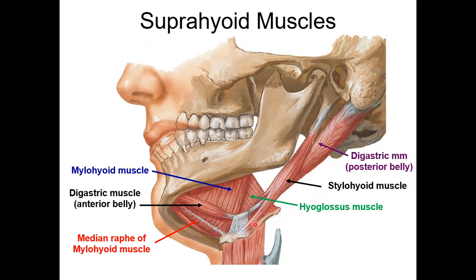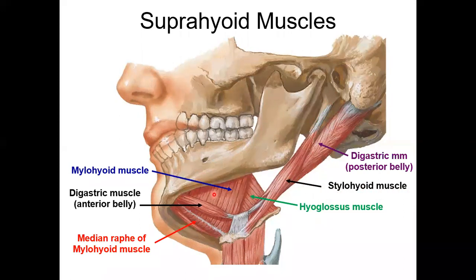Also in this area, you have your stylohyoid muscle. You can see better here that styloid process, that projection of bone coming out of the skull. And then here's the hyoid bone. And this muscle literally connects the hyoid bone to the styloid process. So it's the stylohyoid muscle.